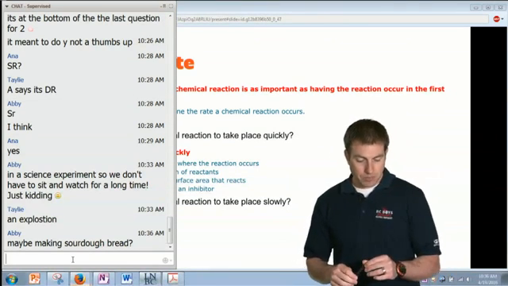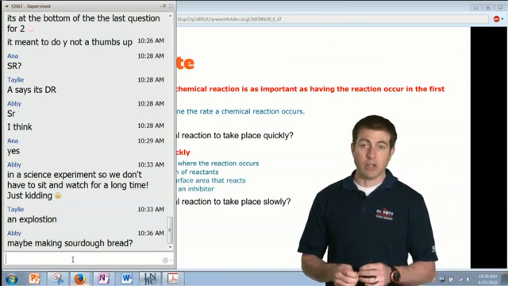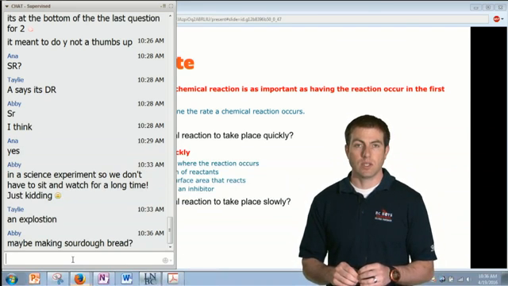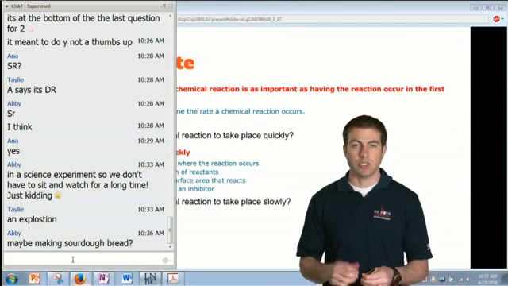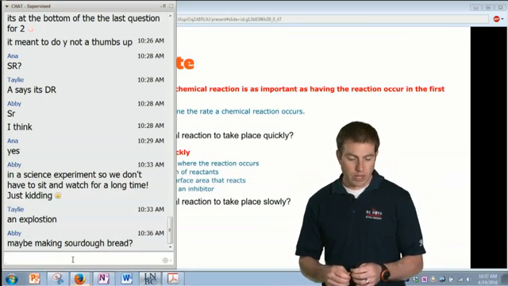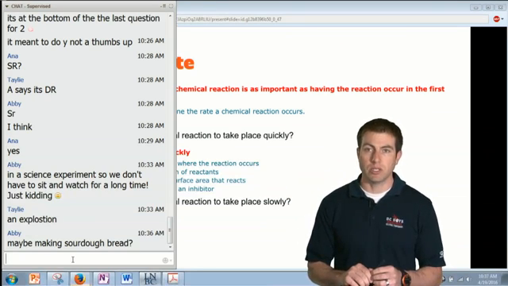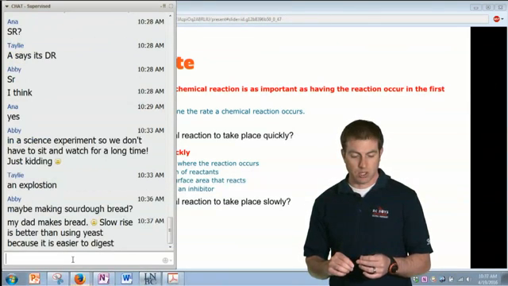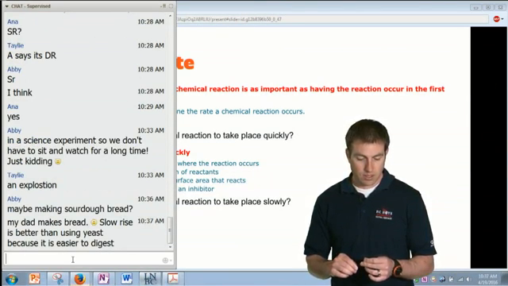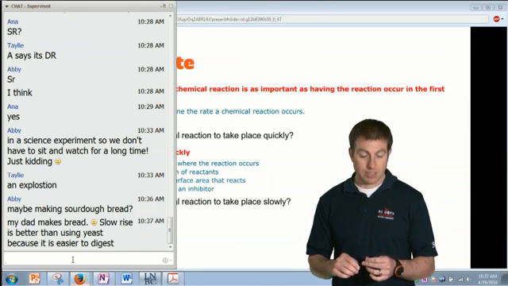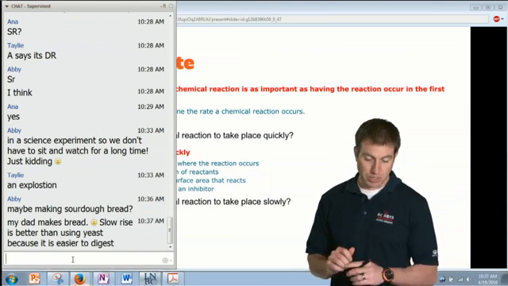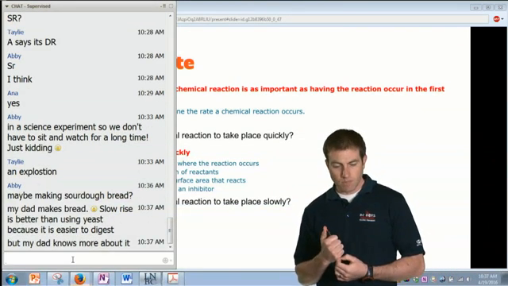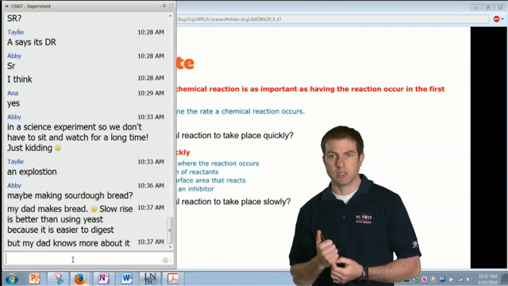I like that example. So to just generalize your example, Abby, maybe in cooking, you want things to cook really quickly. That's a chemical reaction. You're changing what's going on there. So cooking would be a good example. How do we prevent things from happening quickly? Slow rise is better using yeast because it's easier to digest. Yeah, I was off, but that makes sense. Can you think of any other examples with food where we would want a chemical reaction to take place slowly?